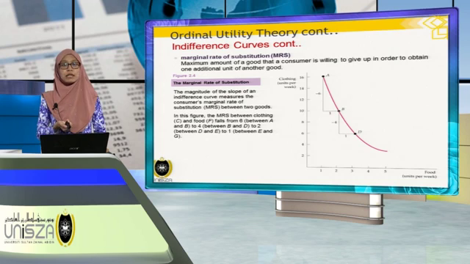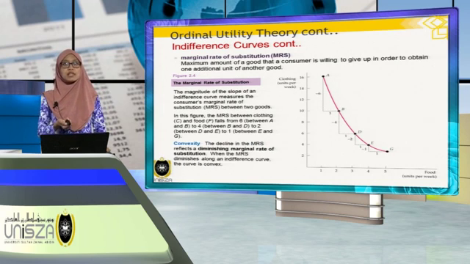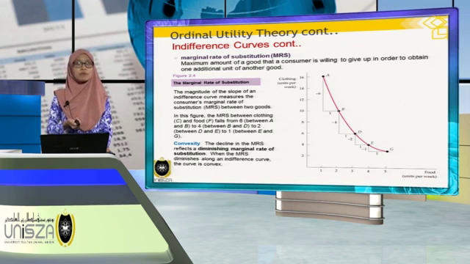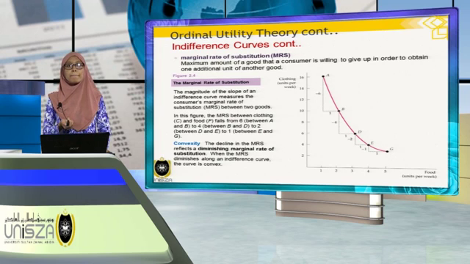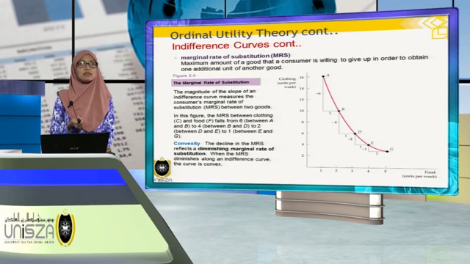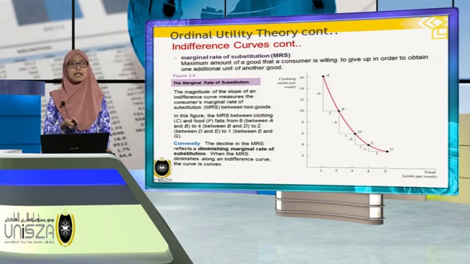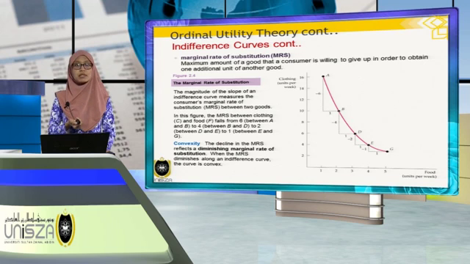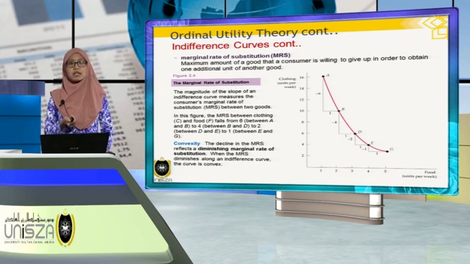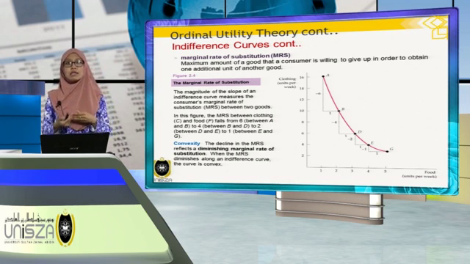In this figure, the MRS between clothing C and food F falls from between A and B to 4 units, which is between B and D, to 2 units between D and E, to 1 unit between E and G. Convexity. The decline in the MRS reflects a diminishing marginal rate of substitution, as when the MRS diminishes along an indifference curve, the curve is convex.